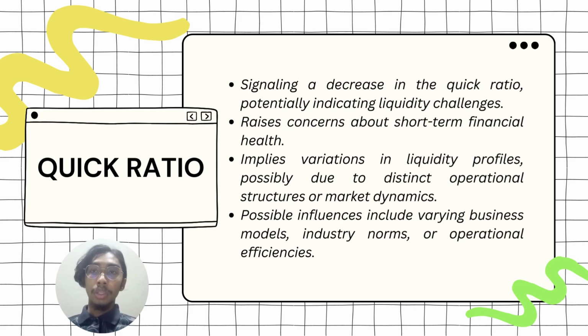Interpretation of quick ratio. A decrease in quick ratio potentially indicates a liquidity change, raising concern about short-term financial health. The variation also implies a difference in liquidity profile due to distinct operational structure or market dynamics. Possible influences include various business models, industry norms, or operational efficiency.